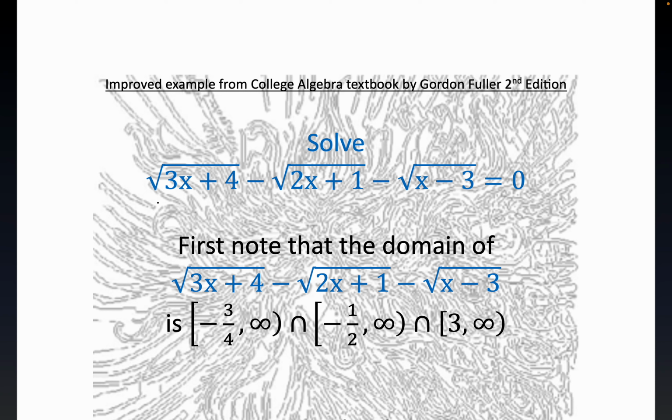Hey everybody, today I want to talk about something I think is overlooked way too much these days in the teaching of college algebra or just algebra in general. Writing down the domain at the very beginning is worth the time.